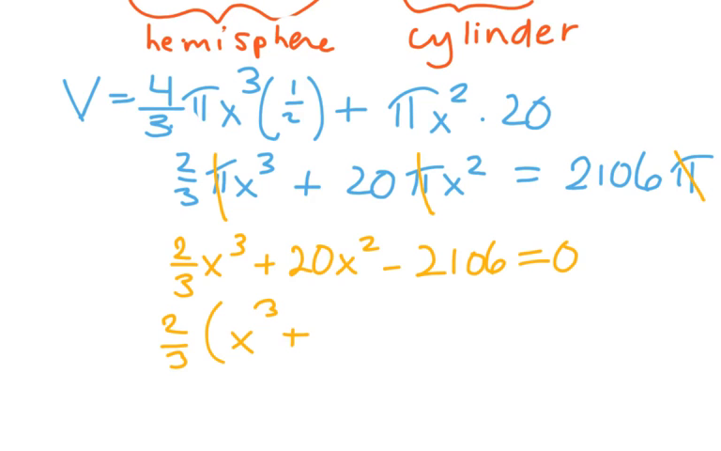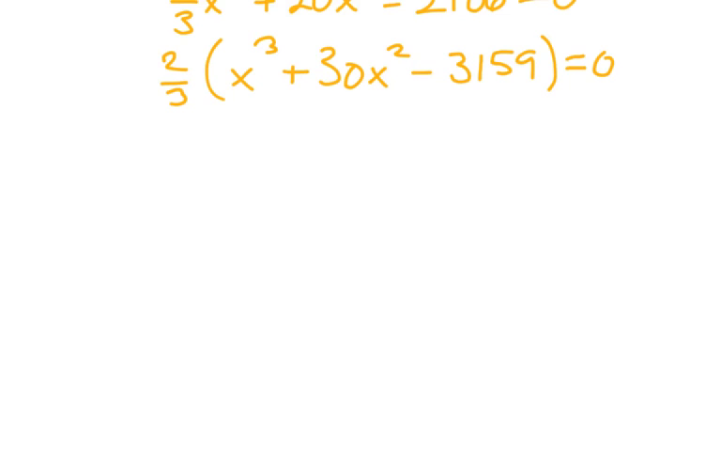Factoring out 2/3, I'm left with x cubed plus 30x squared minus 3,159 equals 0. To factor 2/3 out, I just multiplied by 3/2. I don't have any method of factoring this because it's cubic and it's not a sum or difference of cubes.